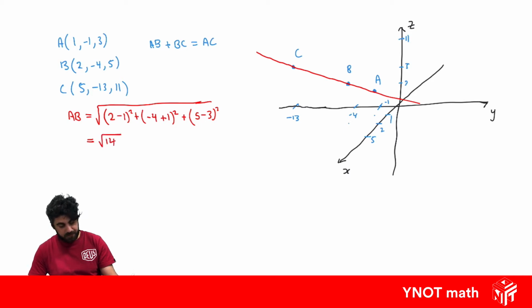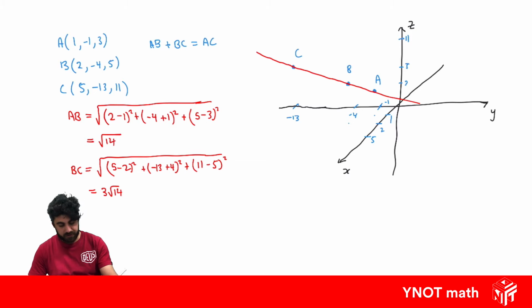Let's look at BC now. So we get BC as the square root of, we'll use C as the second point. So we'll get 5 minus 2 all squared plus -13 minus -4, so +4 all squared, plus 11 minus 5 all squared. And simplifying this will give us 3 root 14.